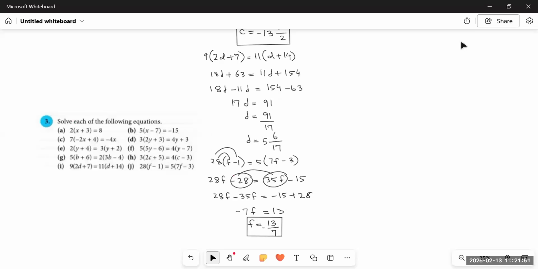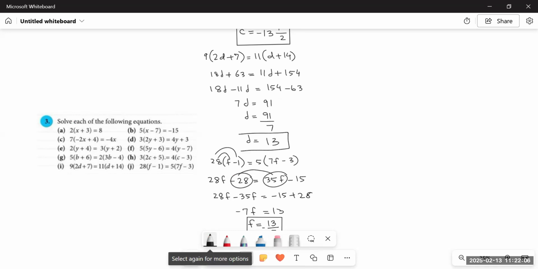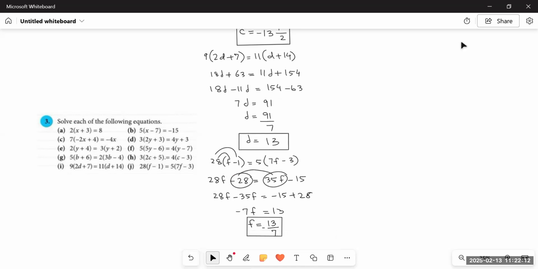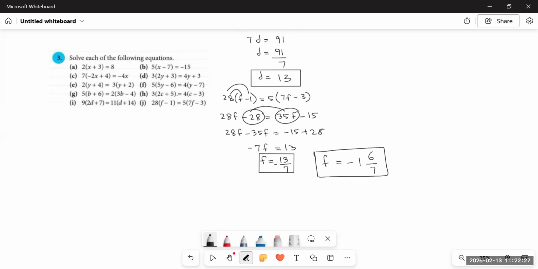Achha, students, make a correction over here. This was not 17. 18 minus 11 is 7. So 91 upon 7 will give us a whole number, right? So the answer would be D is equal to 13. Okay? Because 7 into 13 is equal to 91. And for the final answer of part J, we will convert it into a mixed number because it's negative, it's an improper fraction. So 7 ones are 7. So the final answer would be f is equal to minus 1 whole 6 upon 7.